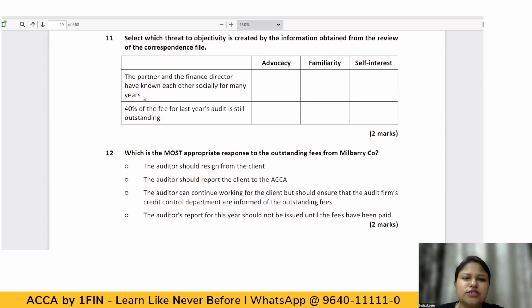If you can look, the first thing you've got is the partner and the finance director have known each other. Known each other, the very word known only tells it is which threat: familiarity. 40% of the fee is outstanding, so there is going to be self-interest. Also, there can be an intimidation threat. There could be a fear factor that they could replace you, and you would not get the money. Correct? So this would be self-interest, this will be familiarity.